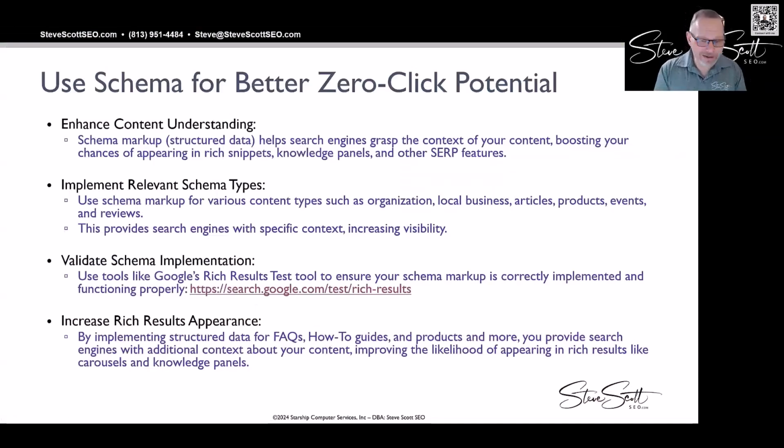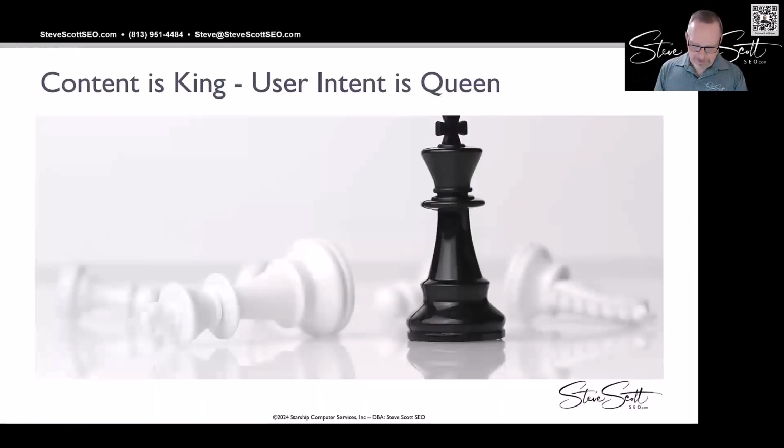So how do you do that? Well, you've got to build your authority. We talked about it a little bit earlier. By implementing structured data for FAQs, for how-tos, for products, and all the other things I showed you in the gallery, you provide the engines with additional context about your content, improving the likelihood, not definite, right? You're still competing against others that are doing it as well, but you improve the potential likelihood of appearing in those rich results, like the carousels and the knowledge panels and the other items that are out there.